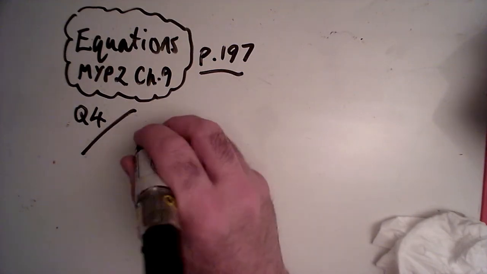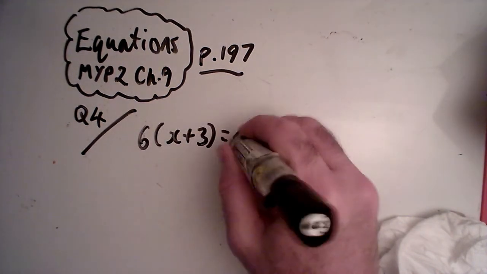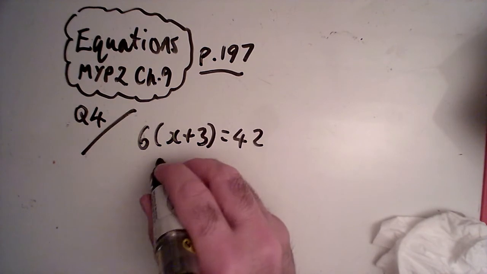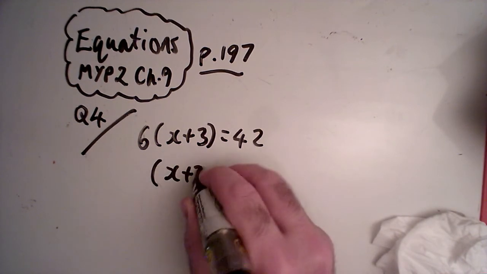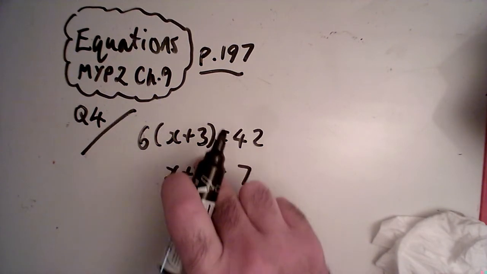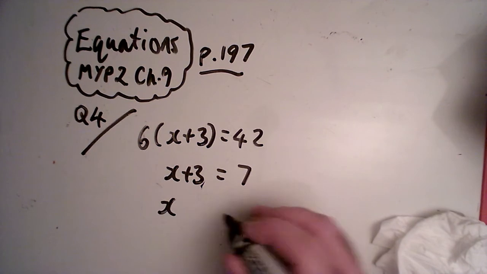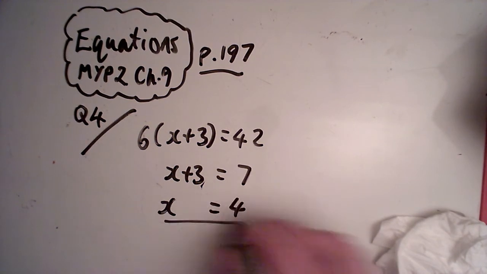Question J says 6(x + 3) = 42. Dividing both sides by 6 gives you the bracket on its own equals 7. Don't need the bracket there really, so that's just x + 3 = 7. And taking away 3 from both sides, x = 4.